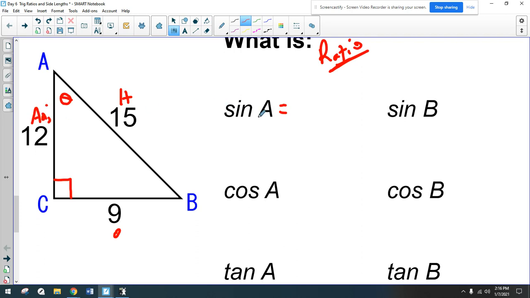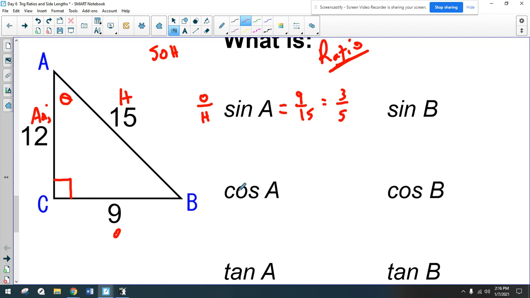Okay, so if I'm finding the sine of A, remember we did the opposite over the hypotenuse. That was the SOH in SOHCAHTOA. So sine is opposite over hypotenuse. So that's what I'm doing. So the opposite is 9 over the hypotenuse, which is 15. And then you just have to reduce. So both of these are divisible by 3. So your ratio is 3 to 5.